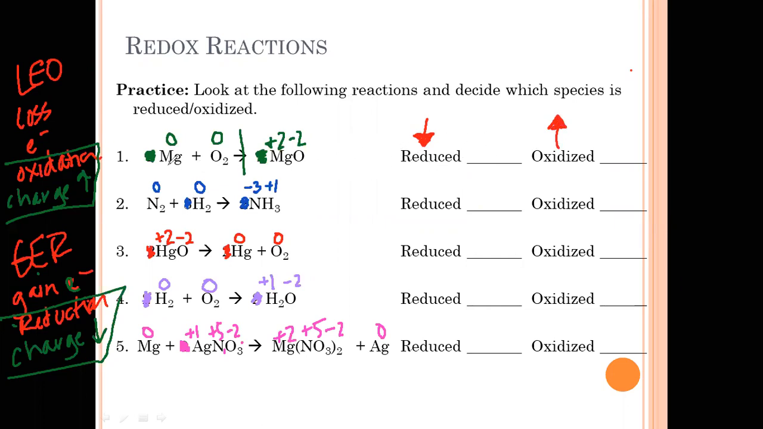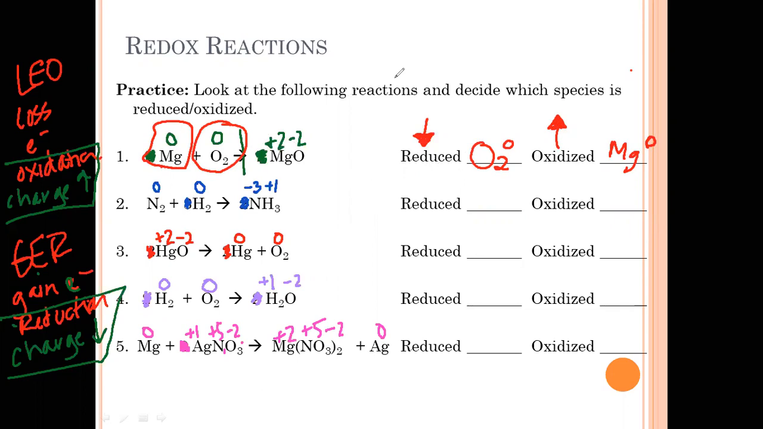All right, so looking left to right, magnesium went from 0 to +2. So its charge went up, so magnesium gets oxidized. I'm going to write Mg, 0, because that is the species that was actually oxidized, not the magnesium over here. Reduced: oxygen went from 0 to -2. So I'm going to write everything that I circled, basically, O2, 0.